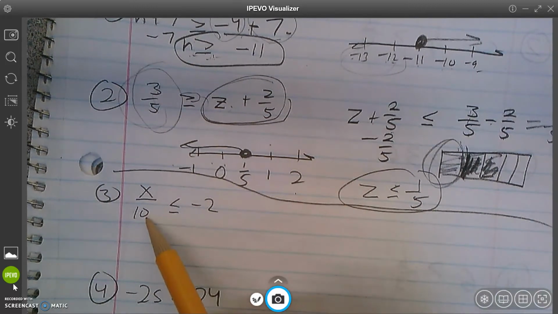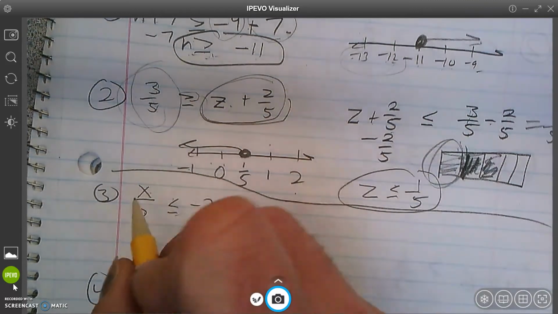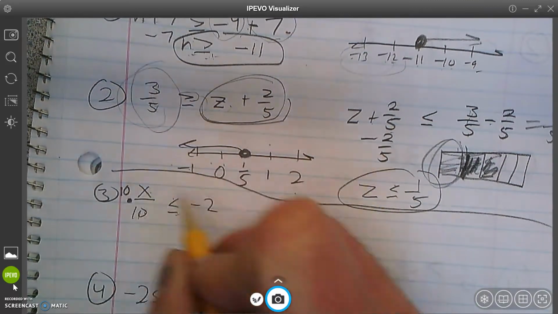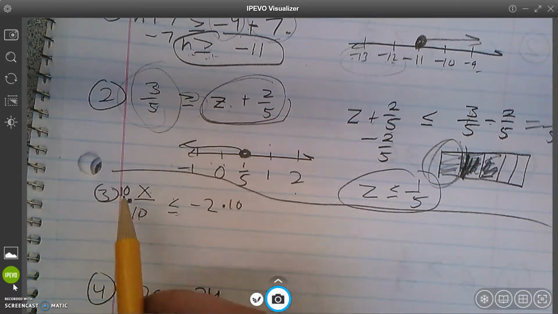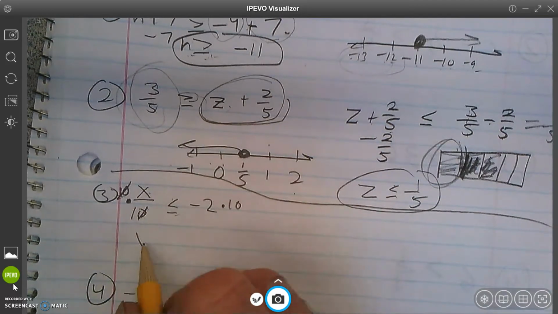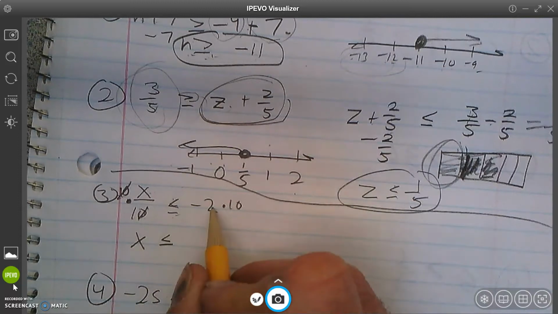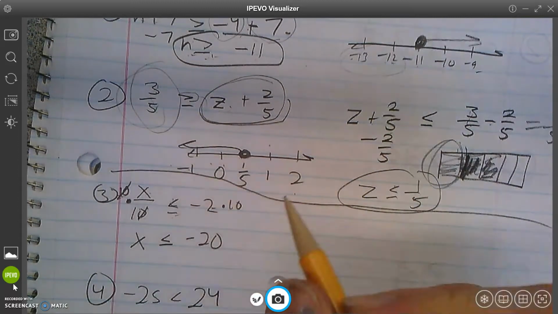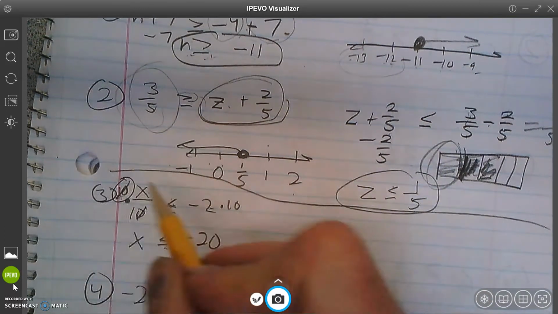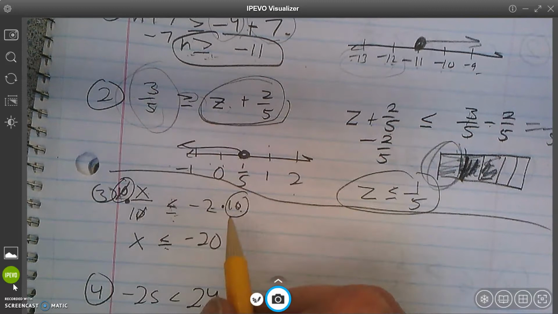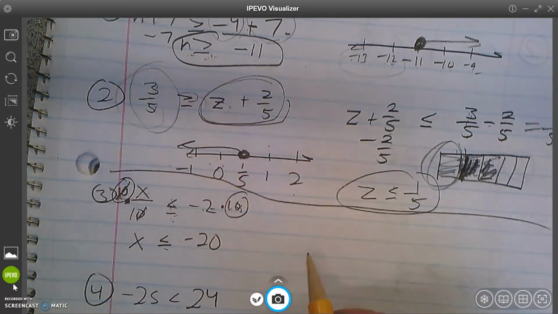All right, number 3. X divided by 10 is less than or equal to -2. So the opposite of dividing by 10 is multiplying by 10 on both sides. Cool. So 10 divided by 10 is 1. And x is less than or equal to -20. Why did I keep the sign there? Because I multiplied both sides by a positive number, not a negative number. It doesn't matter what this is. It just matters what I multiply or divide both sides by.